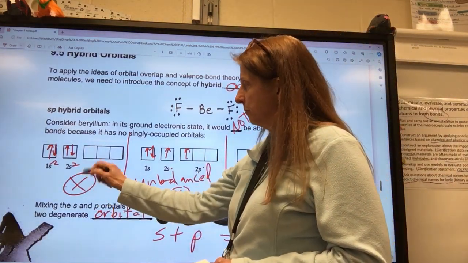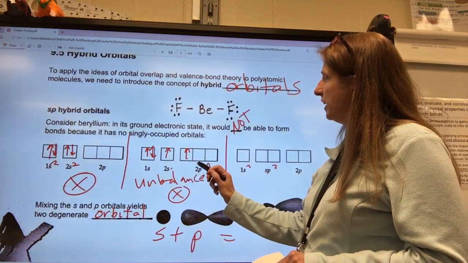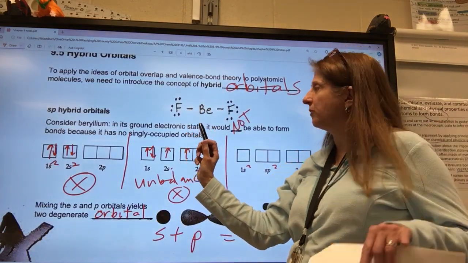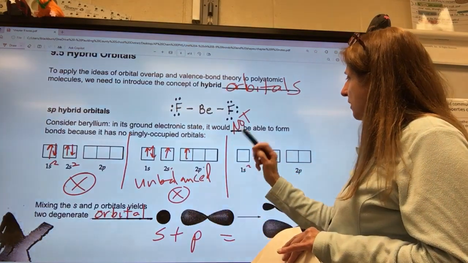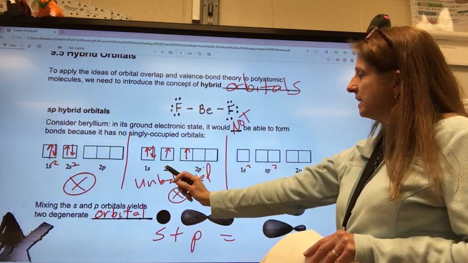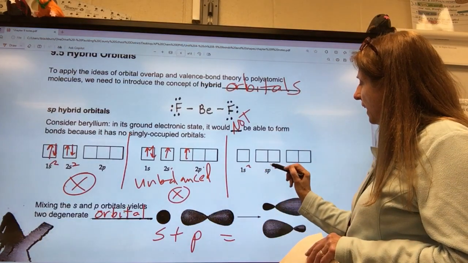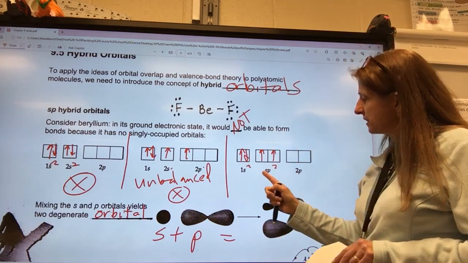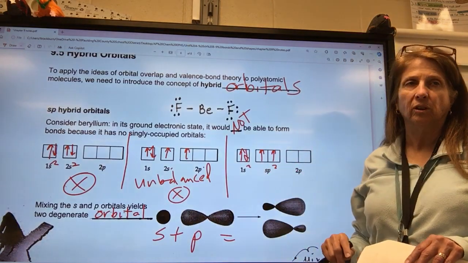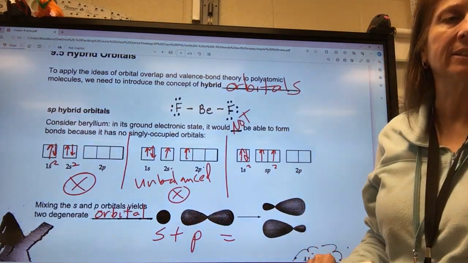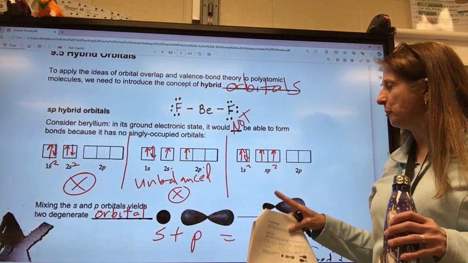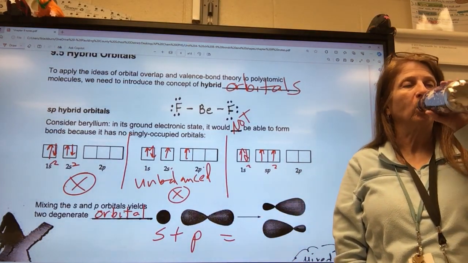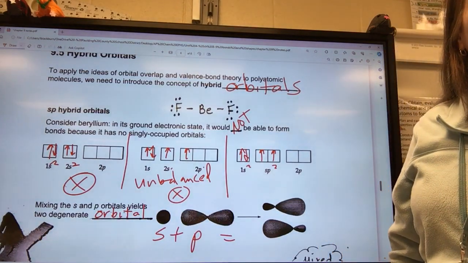So this doesn't happen. And it turns out that this doesn't happen either, because can you see how balanced and beautiful that molecule is? Because nature likes balance. Instead, it does something where it mixes them, and instead of having a 2s and a 2p, it has two mixed orbitals called sp orbitals. It mixes these orbitals, and they're no longer s-shaped or p-shaped. They're somewhere in between, and they're exactly alike. So this is called hybridization.